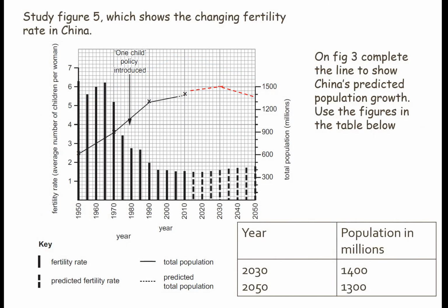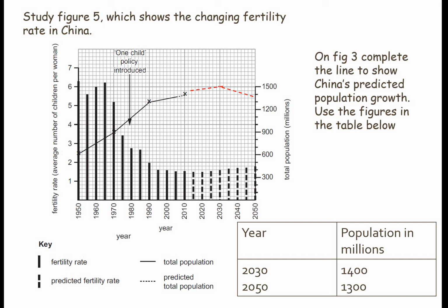Okay, let's look at this one here. So, question, study figure 5, which shows a change of fertility rate in China. So, fertility rate. What you've been asked to do is to actually complete it. So, it's pretty easy, and it's a good introduction type of question, good to get you into some more detailed questions.